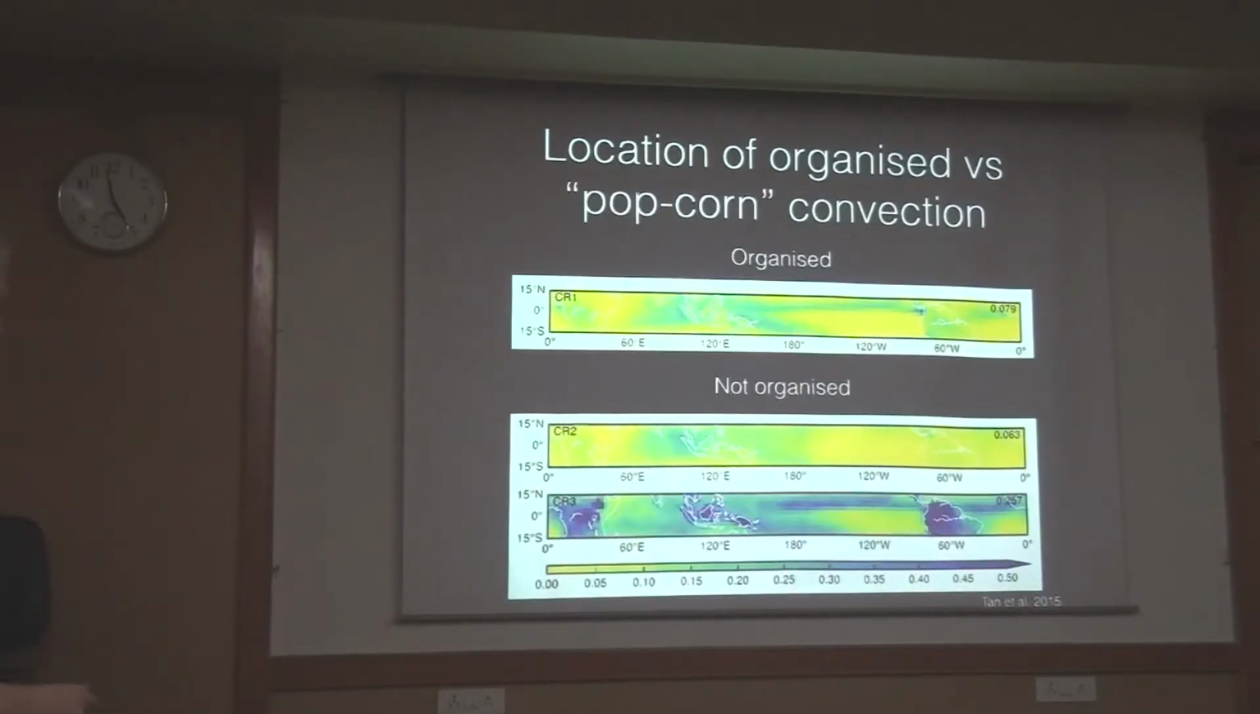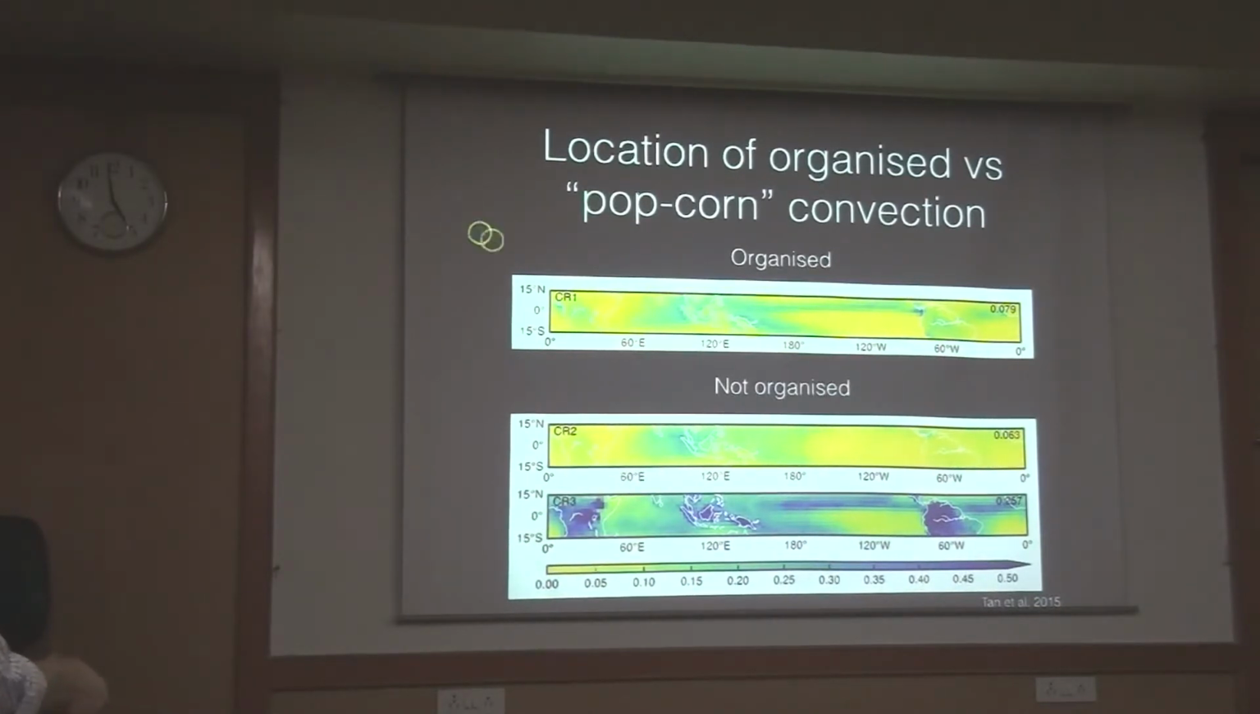If you do it by cloud regime, so as I said, if you use these cloud regimes, i.e. the cloud signature of the convection, you find that most of the organized convection happens in the ITCZ region, whereas most of the non-organized convection, and there are two types, deep non-organized convection and not so deep non-organized convection. So let's just call it not so deep, right?